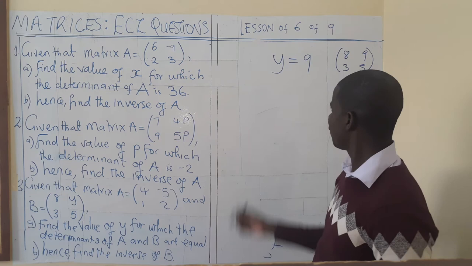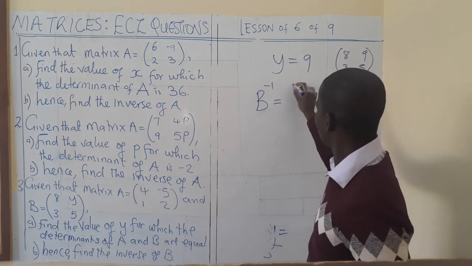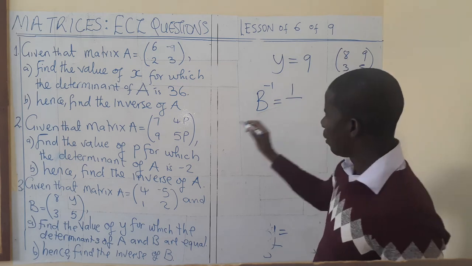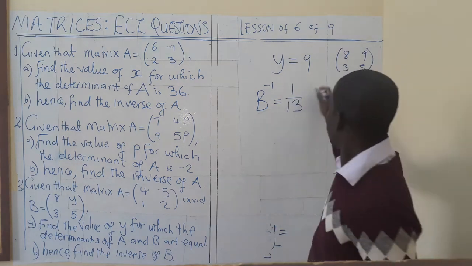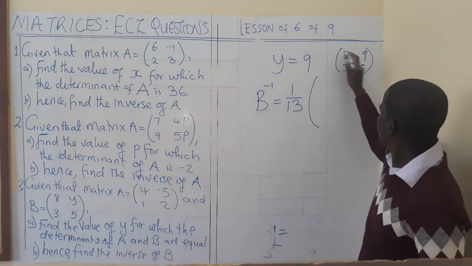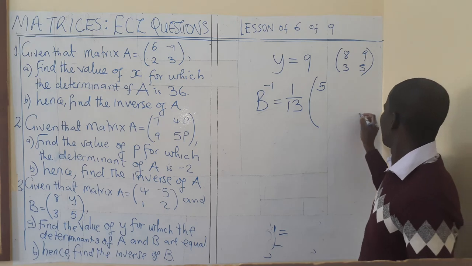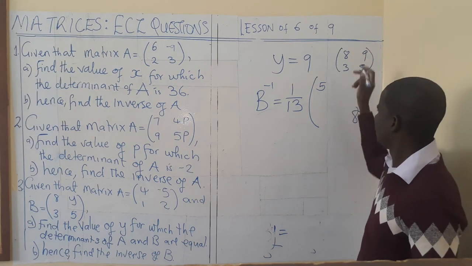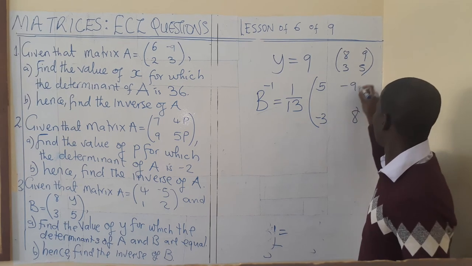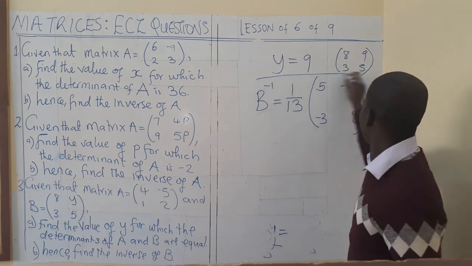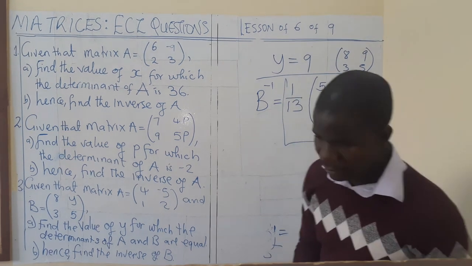I told you that the inverse of B is going to be 1 over the determinant. What determinant did we find? We found 13, in open brackets. What did I say? These two are supposed to change position, so you have 5, then 8 here. These ones will change their signs: minus 3, minus 9. This is the inverse here.